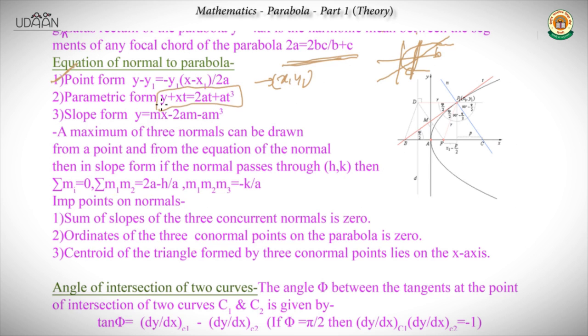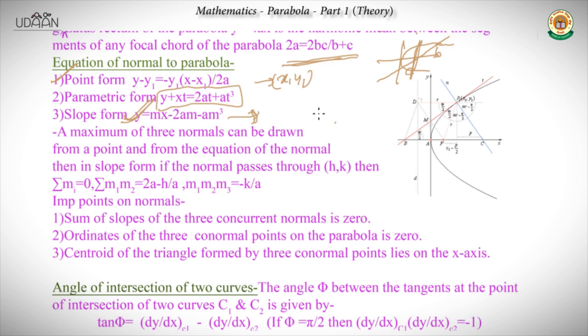Next, if we take the slope of the normal as m, we get the slope form: y equals mx minus 2am minus am cube. Another important formula. And a very important point, if you notice here, the equation of the normal in slope form is a cubic equation in m. So we can say that at most 3 real values are possible for m. So you can say that from any point, a maximum of 3 normals are possible.